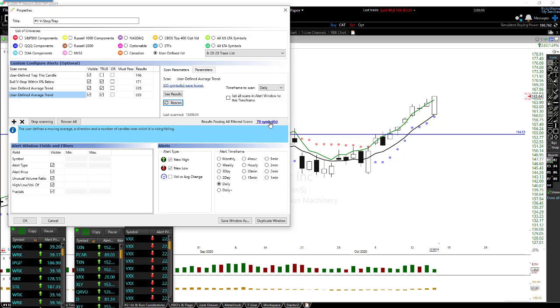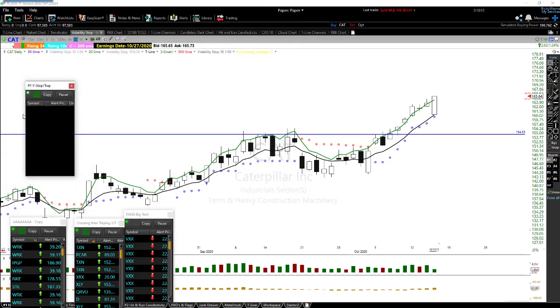So there's 70 candidates that might fit, and I'm using my own watch list. Only about 850 stocks on my watch list, and 70 symbols are candidates. Now let's see what pops up. It'll take a minute to get all the math done here before it starts working.